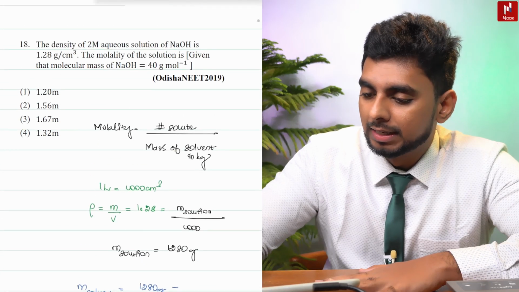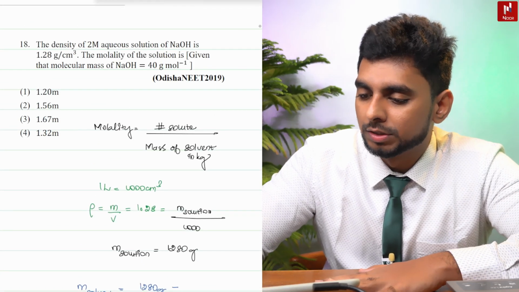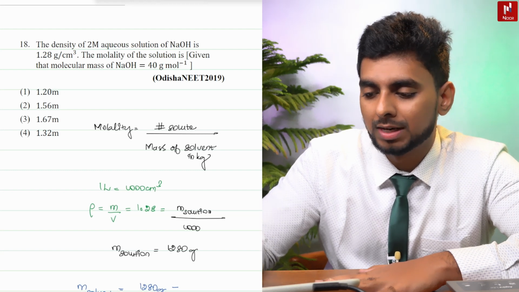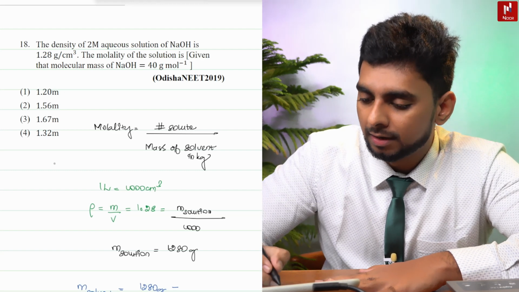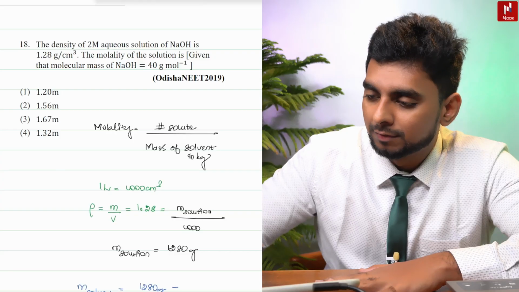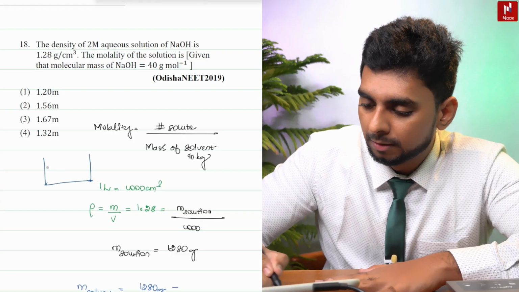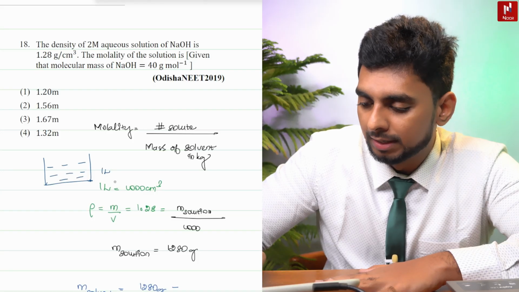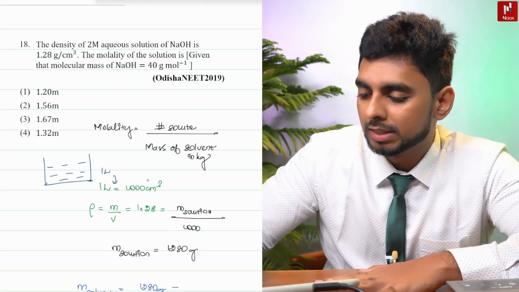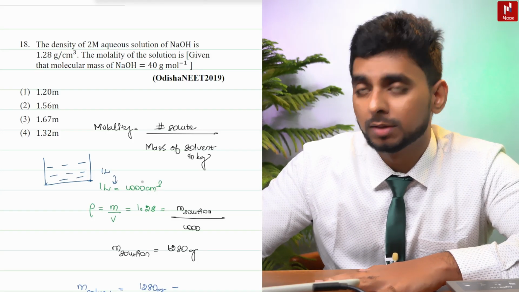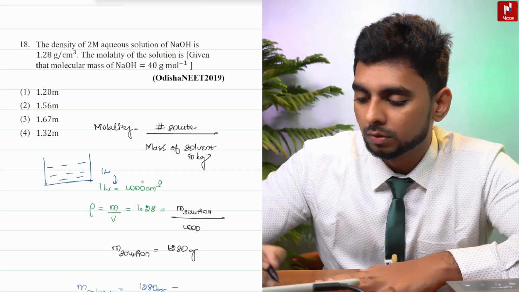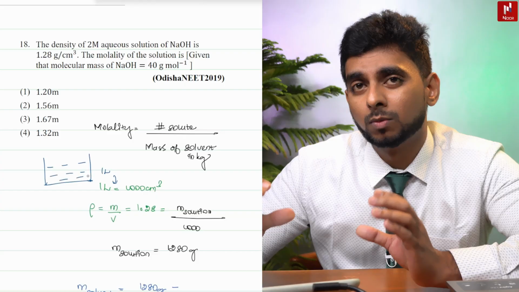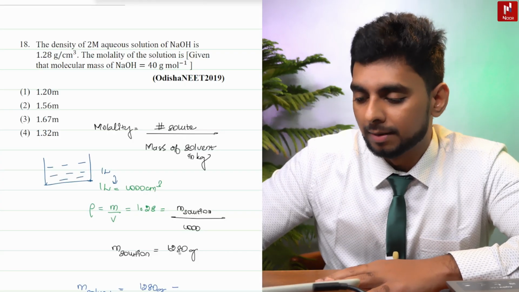So here initially it was a 2 molar aqueous solution. Generally when they tell you a 2 molar aqueous solution, it simply means I have got 1 liter of the solution. So here I have got 1 liter of this mixture. That's why I've taken 1 liter to 1000 centimeter cube, from which I've just found out the mass of the solution. So the mass of that 1 liter solution was equal to 1280 gram.